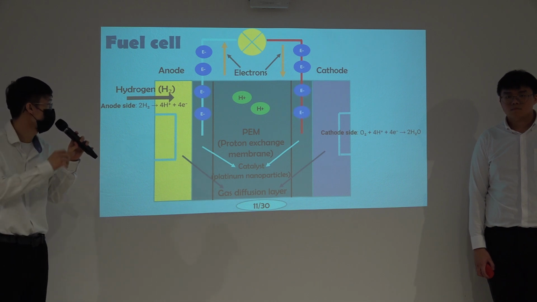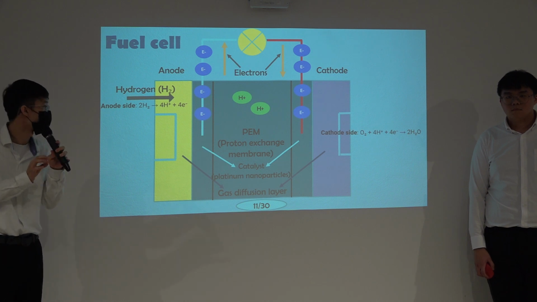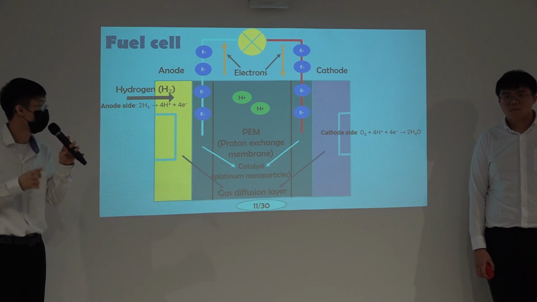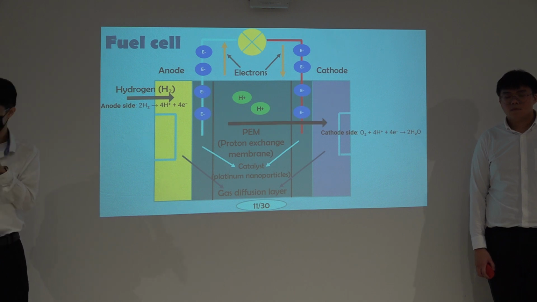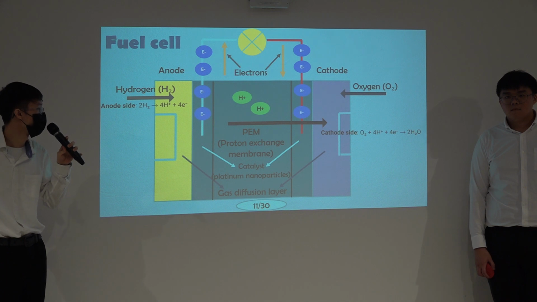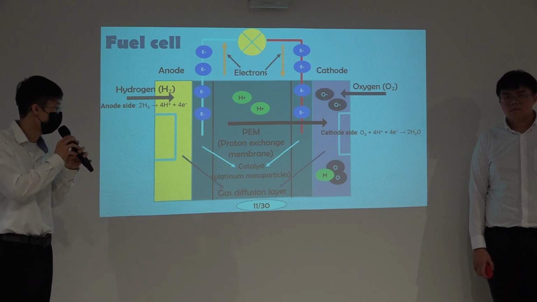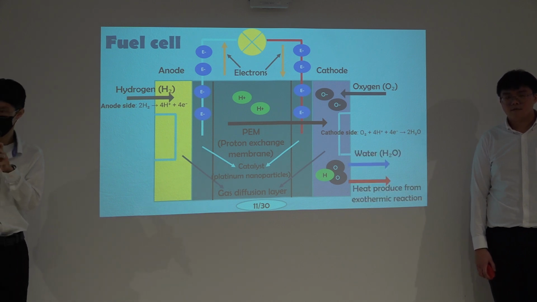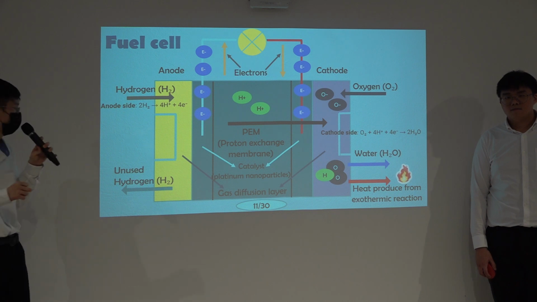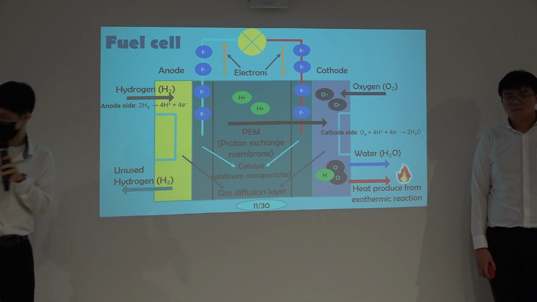In the end process, the protons and electrons will meet again, and will combine with the incoming oxygen, which will be produced as water and also heat as our byproducts. There will be unused hydrogen gas as well in this process. Let us move forward to the reformer.